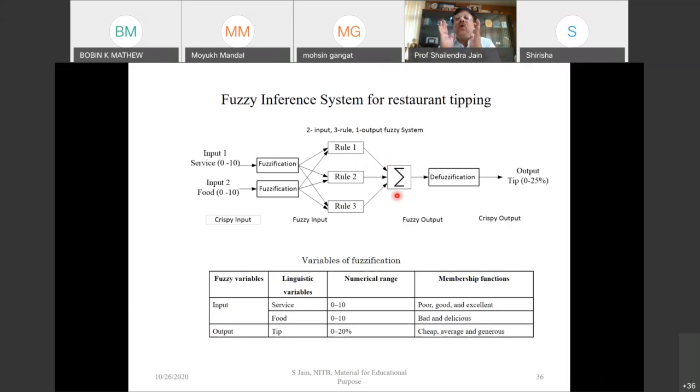The output of each rule is combined, and then finally you need to find a single decision to give the tip. So the tip may be cheap, average, and generous. But what do you mean by cheap? What do you mean by average? What do you mean by generous? Ultimately, it has to have some numerical value. 25 rupees, 50 rupees or 100 rupees. If I say 10% tip, it has to ultimately be converted into some measurable parameter, rupees in this case.